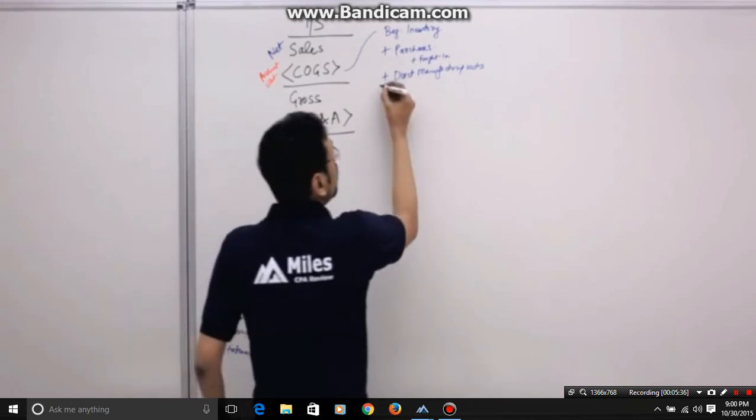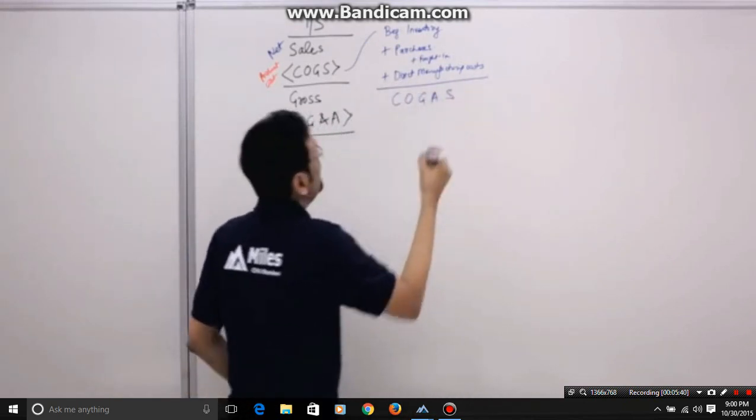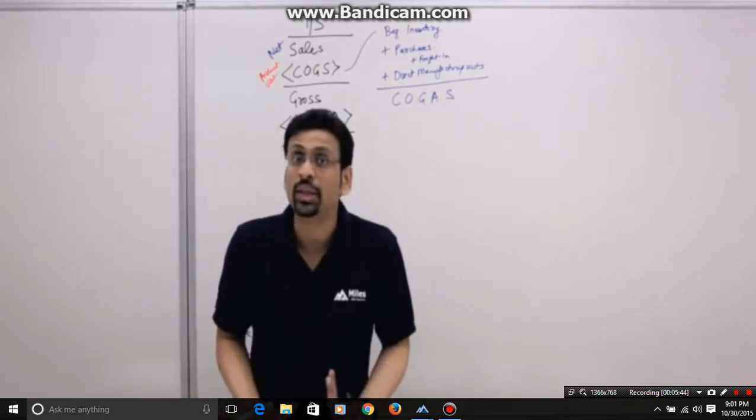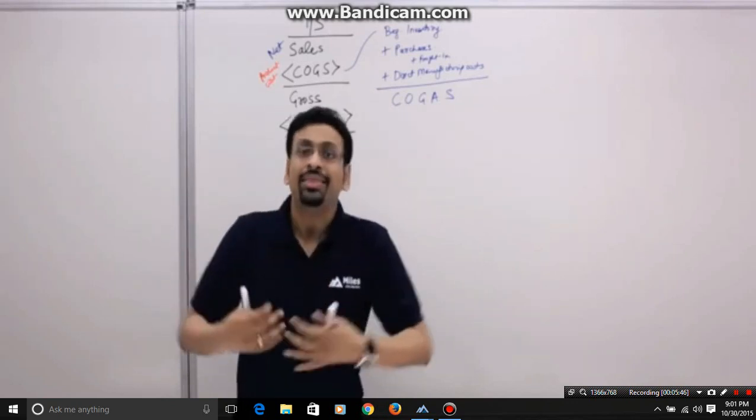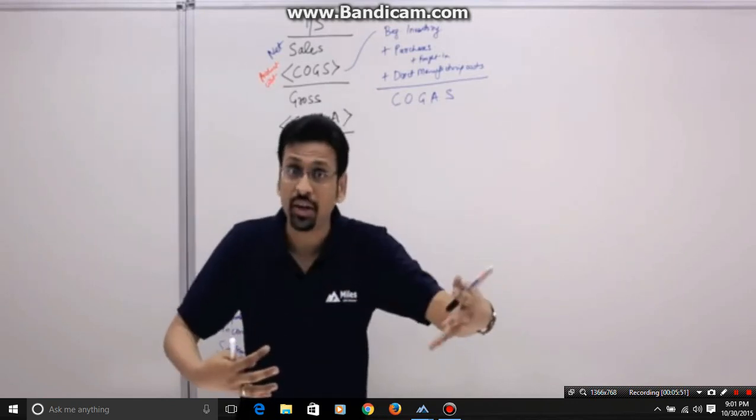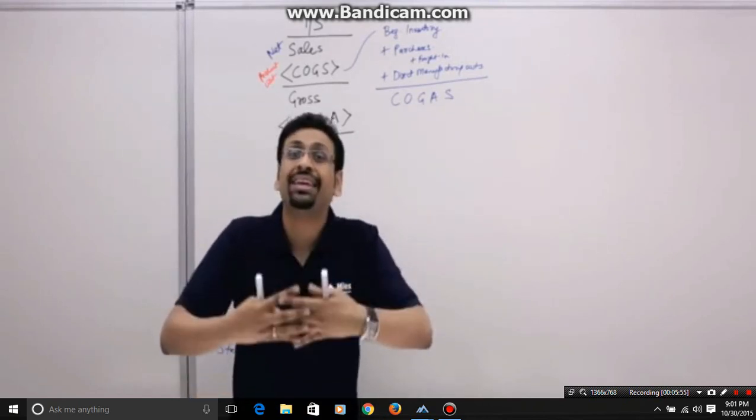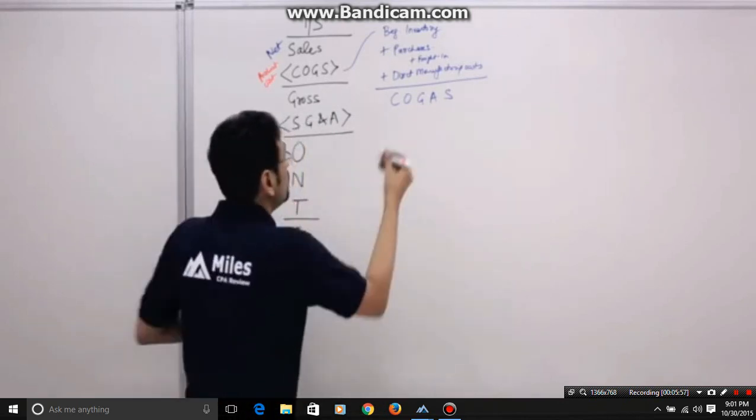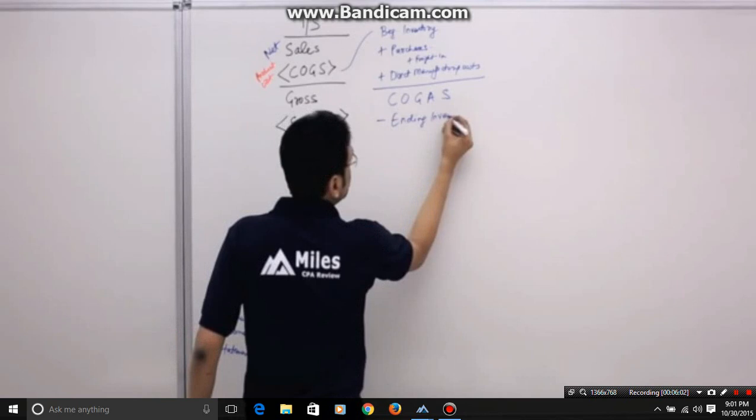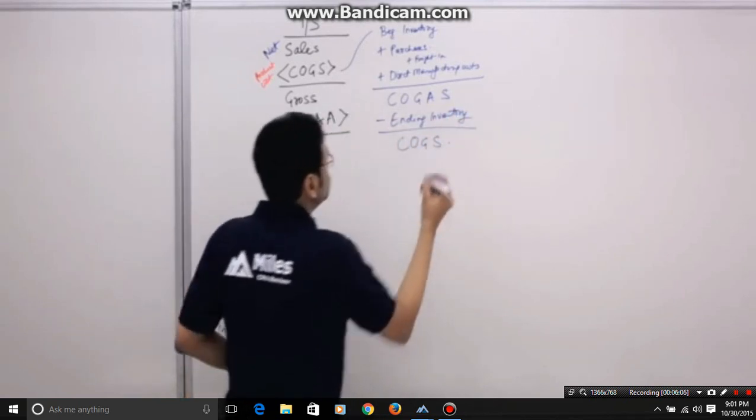Now, this is all your cost of goods available for sale. This is all that you could have sold. So you had some inventory to start with, you bought some goods. That is all you had available to sell. Now, did you sell all of it? Or you sold only a part of it? You also had something like ending inventory. That gives us the cost of goods sold.